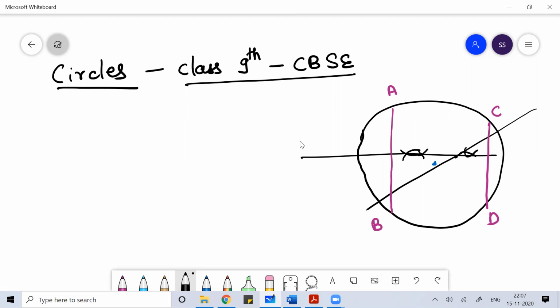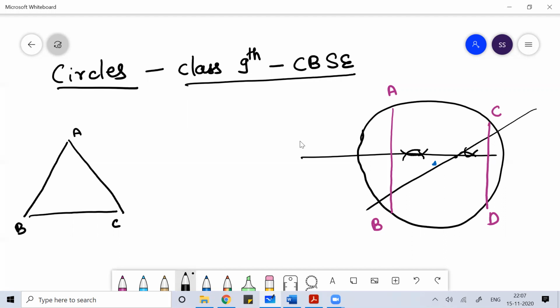So I hope you remember the concept of triangle. When we were discussing the triangle, the point where all the medians of the triangle meet was called the centroid of the triangle, and the centroid divides the median in the ratio 2:1. The point where all the altitudes of the triangle meet was called the orthocenter, and the point where all the angle bisectors of the triangle meet was called the incenter.